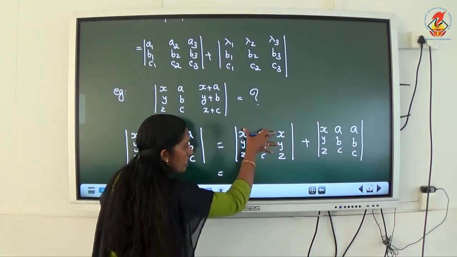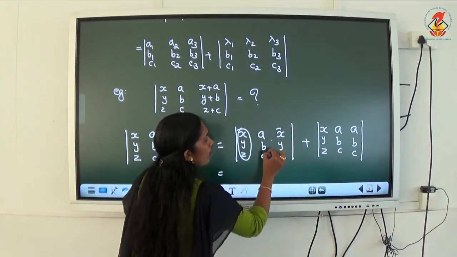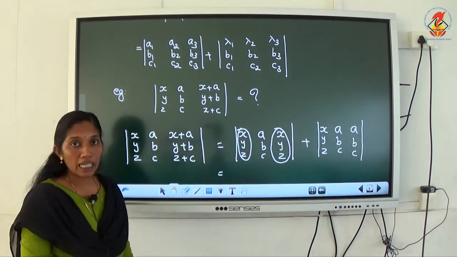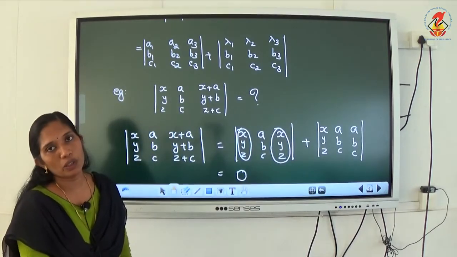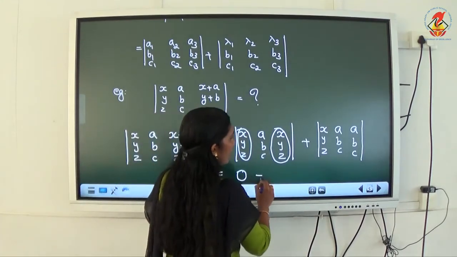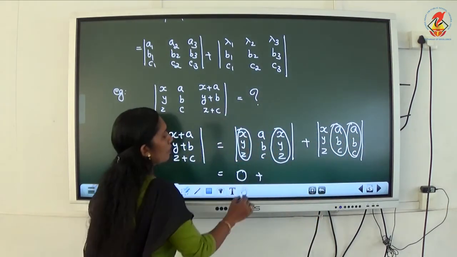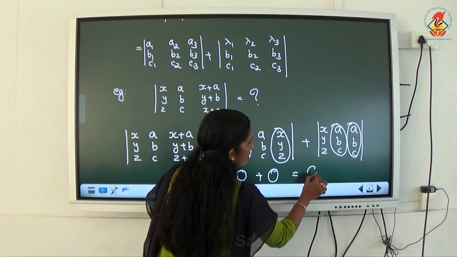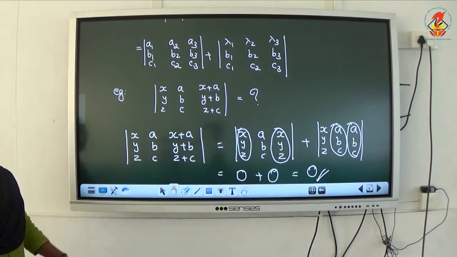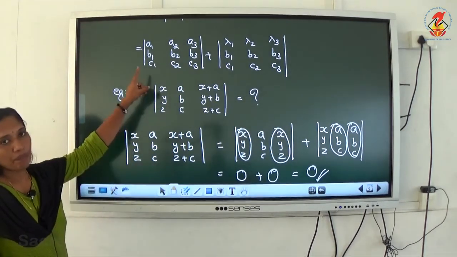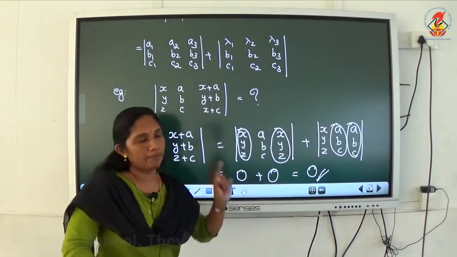Now what is the value of this determinant? Here the first column and the last column are the same. They are identical, so by property number 3 its value is equal to 0. Now the second determinant, second column and third column are the same, so again its value is 0. So the value of this determinant is equal to 0. Here we applied property number 5, then property number 3.